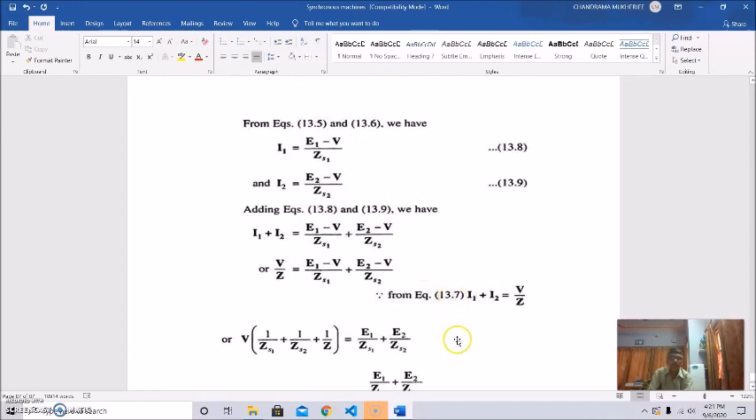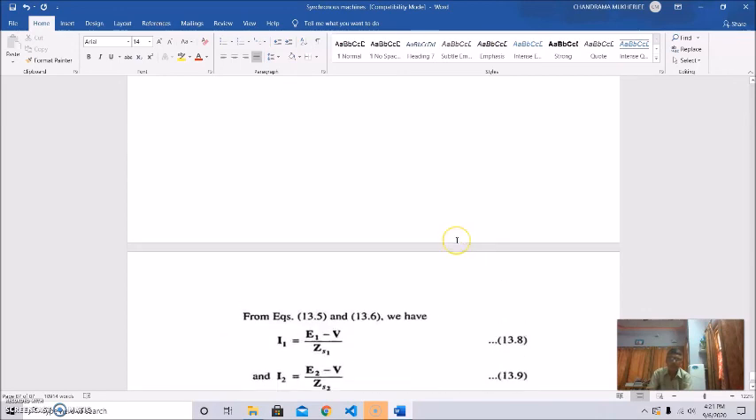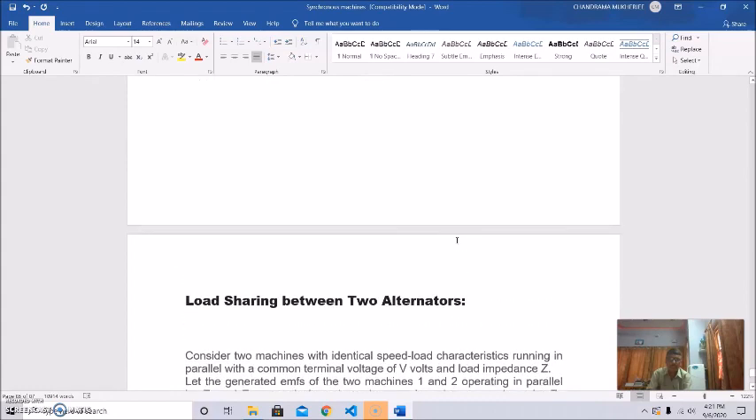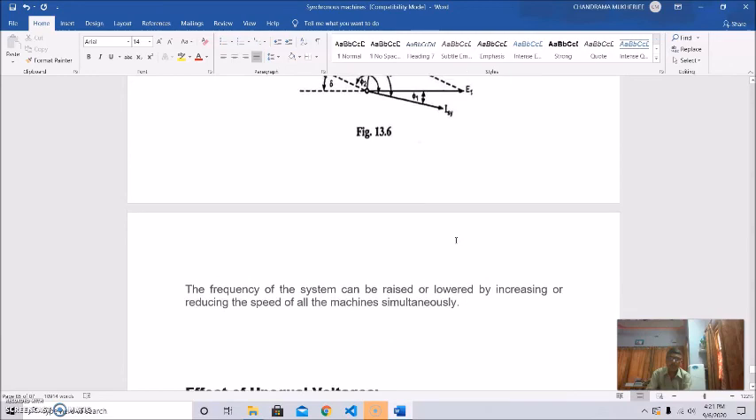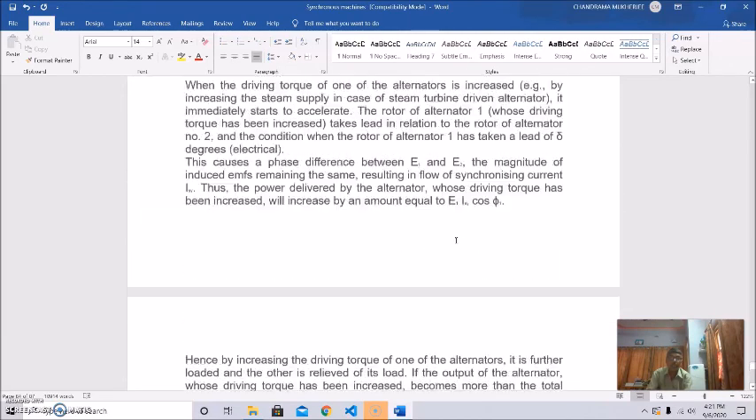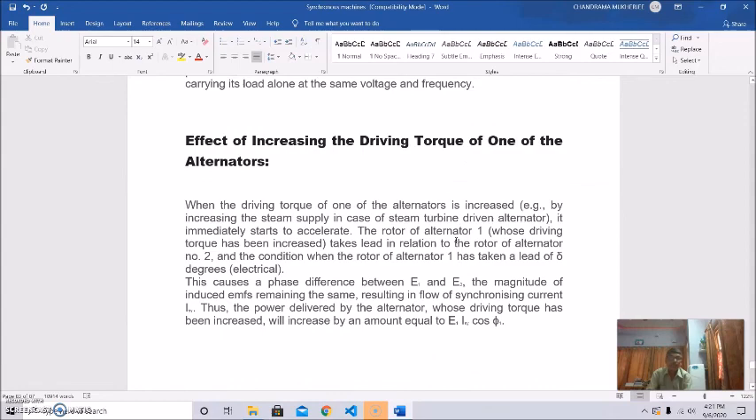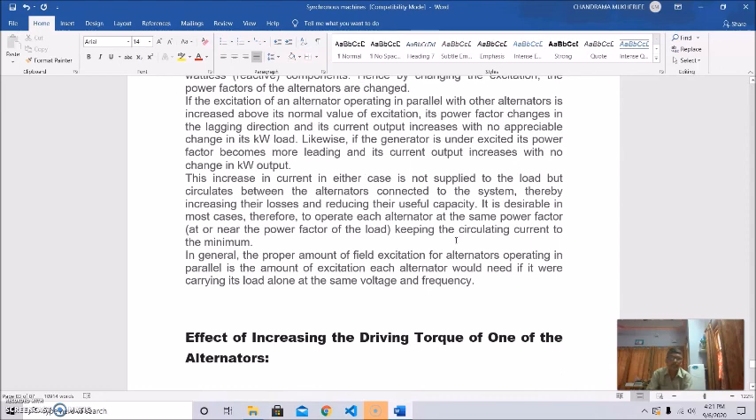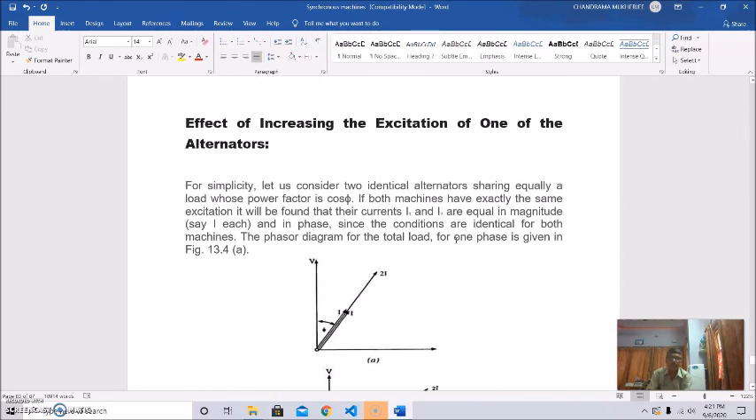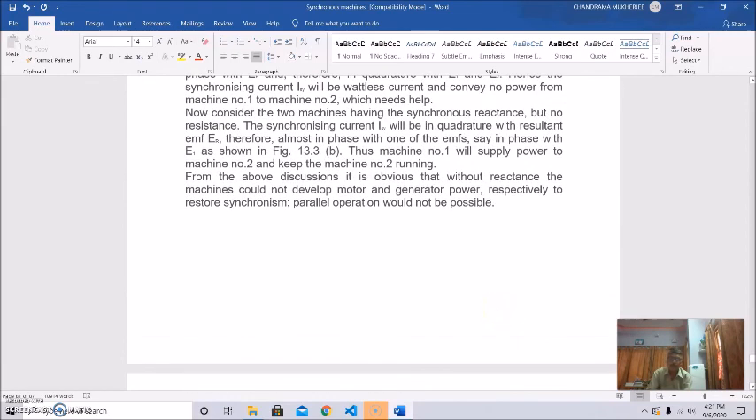So that's all about these topics, that is parallel operation of alternators and synchronization. We discussed the conditions of synchronization under different conditions, such as change in excitation, change in speed, equal voltage, unequal voltage, and the effect of increasing the driving torque of one alternator. After this you will be able to handle how parallel operation of alternators is done and what the effects are. This is the outcome, and I hope you will understand it.